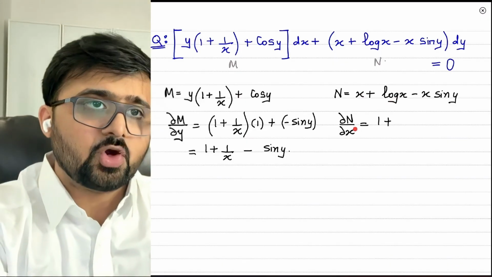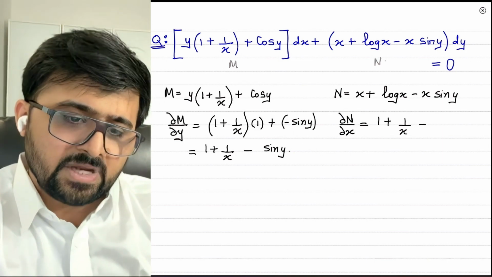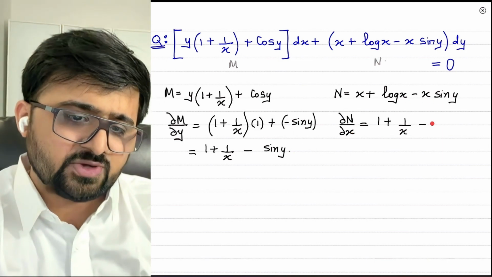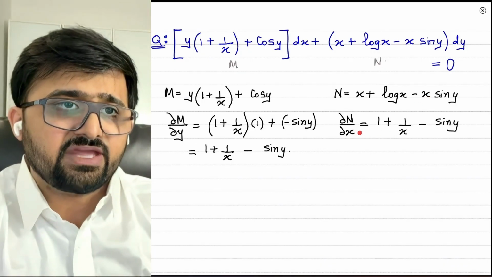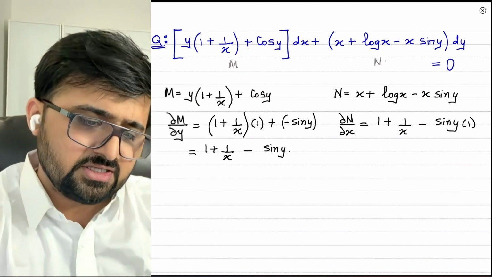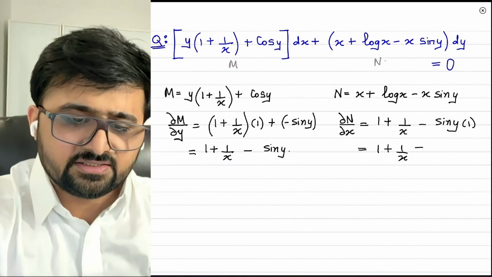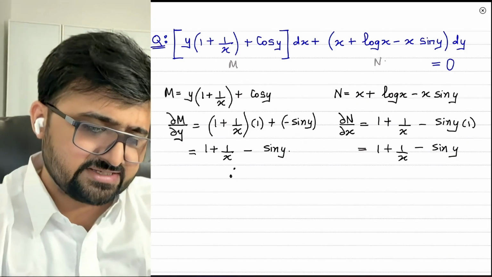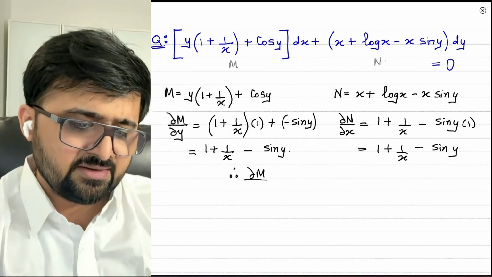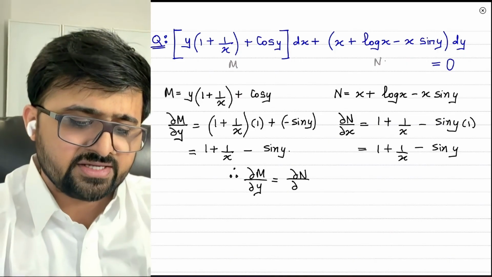Derivative of log x with respect to x is 1 over x minus... remember, with respect to x, y is constant, so sin y is constant. Derivative of x with respect to x is 1. If you notice, both the terms are the same, 1 plus 1 over x minus sin y. Therefore we can say delta m by delta y is equal to delta n by delta x.